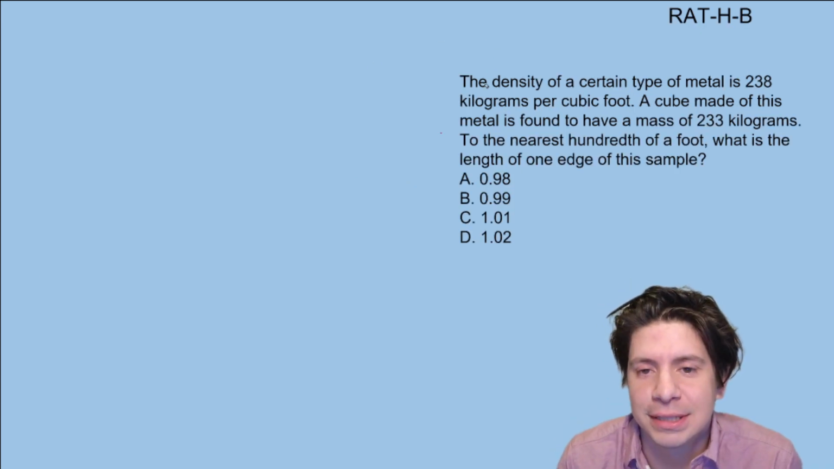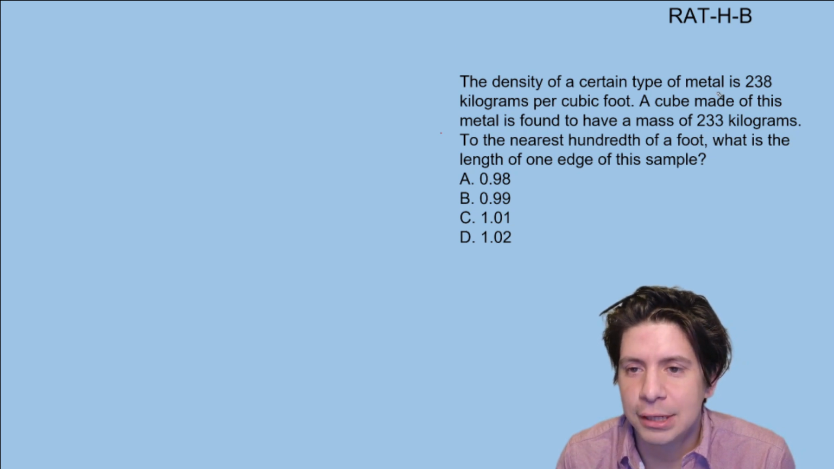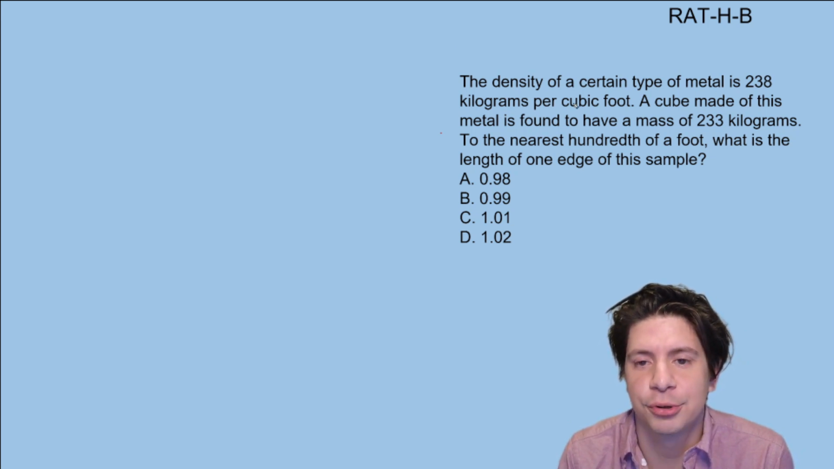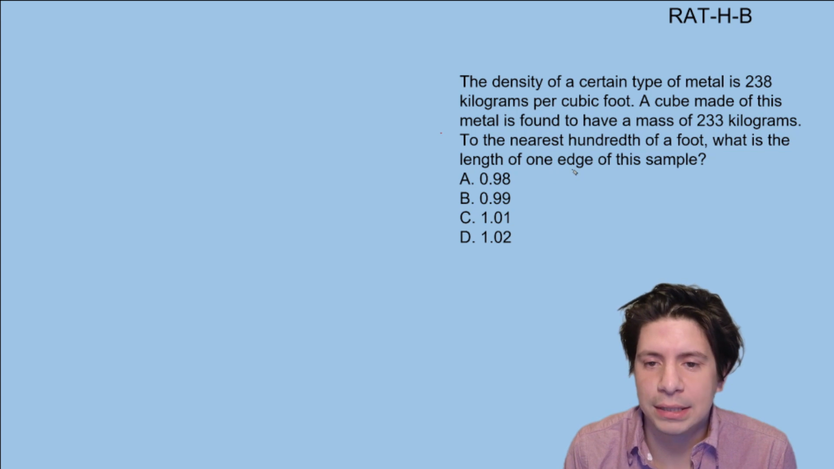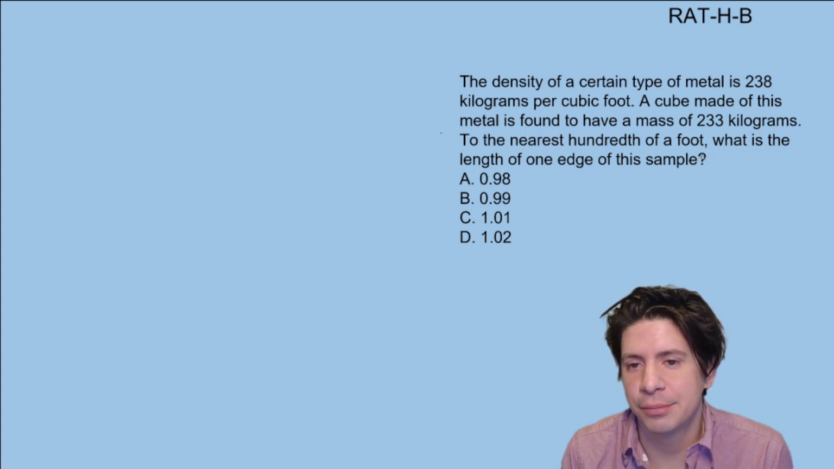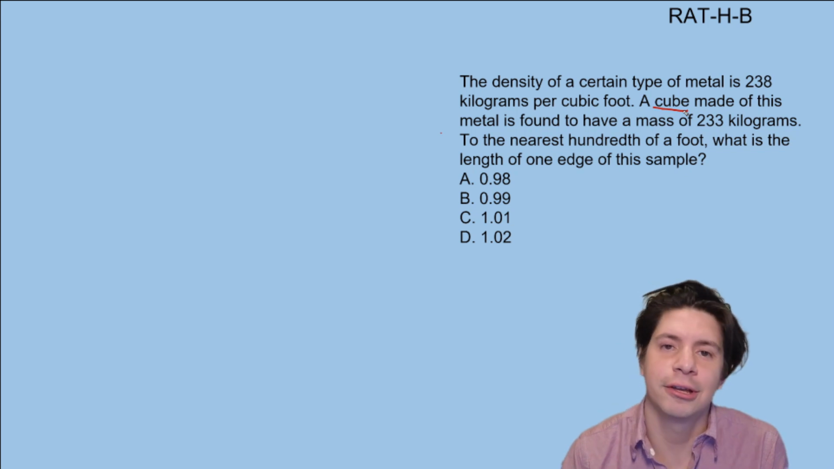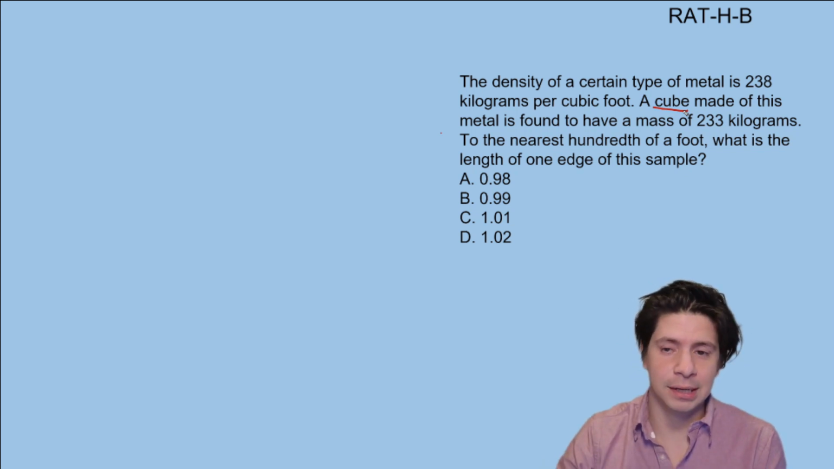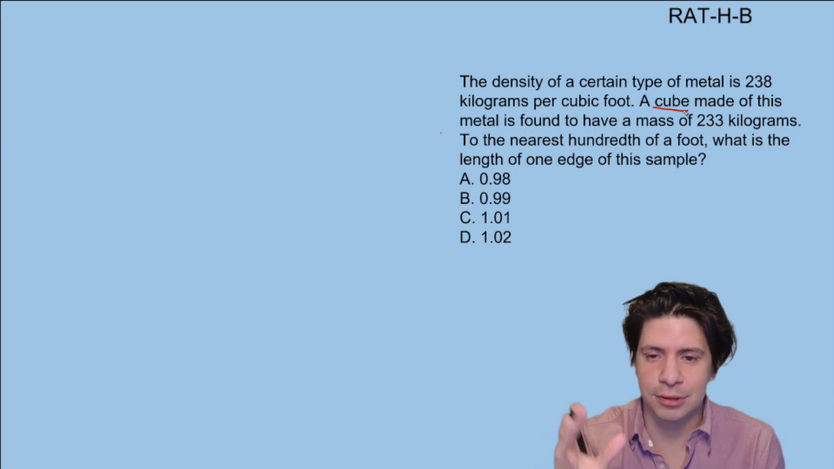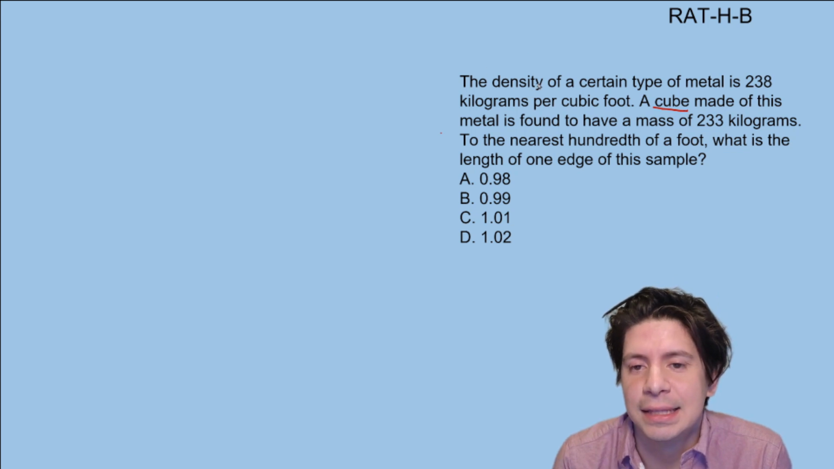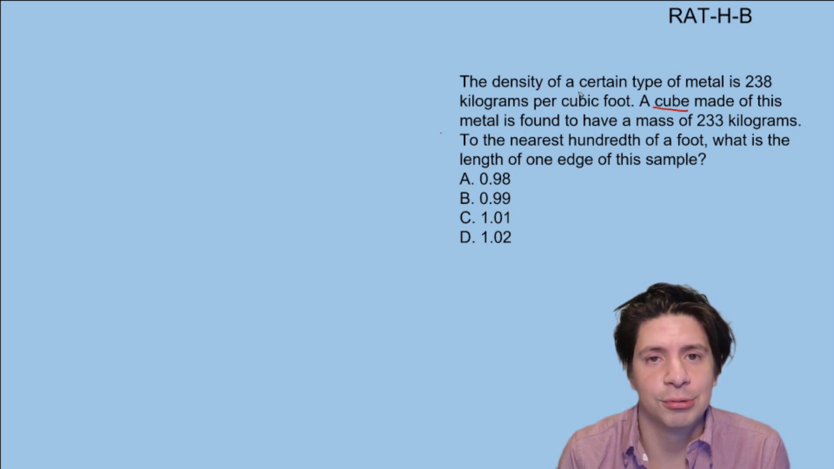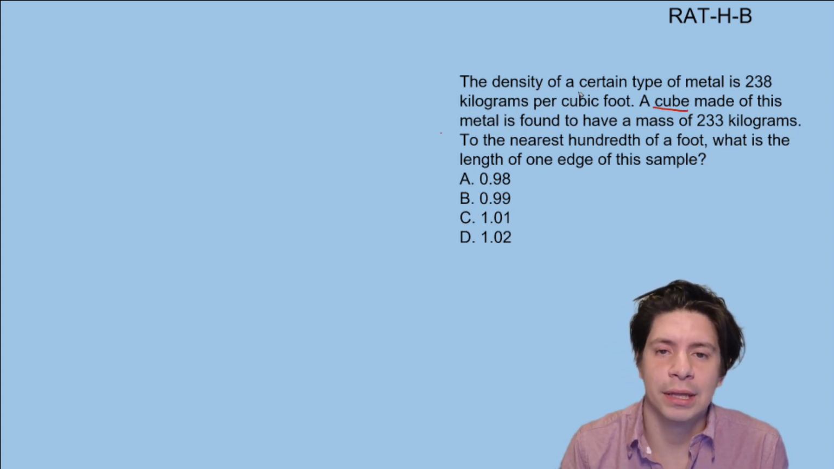So here the question is, the density of a certain type of metal is 238 kilograms per cubic foot. A cube made of this metal is found to have a mass of 230 kilograms. To the nearest hundredth of a foot, what is the length of one edge of this sample? So we're told that it's a cube, right? That should hint that we're already talking about shapes and geometry, right?